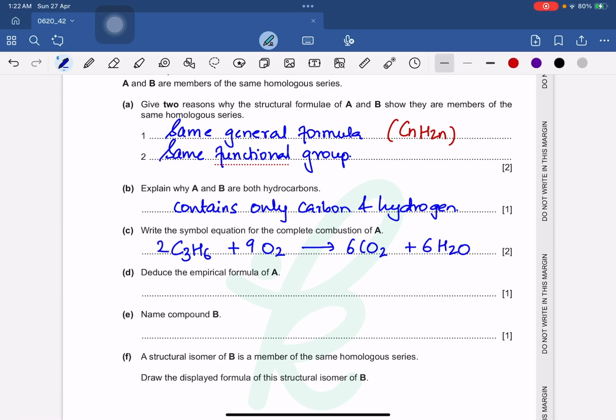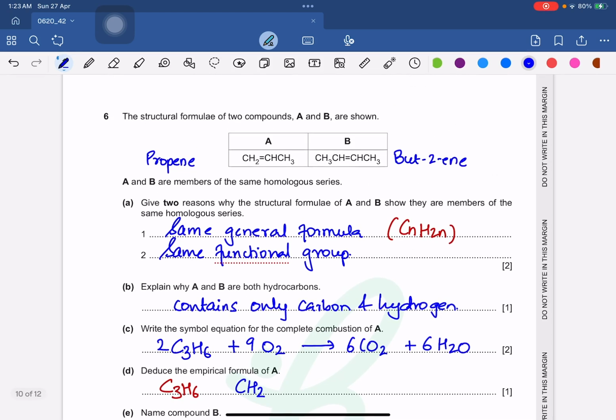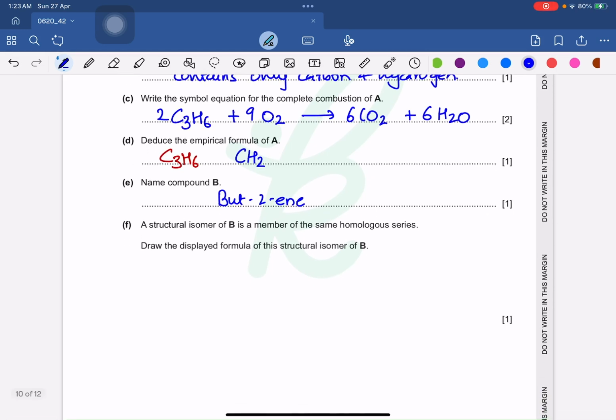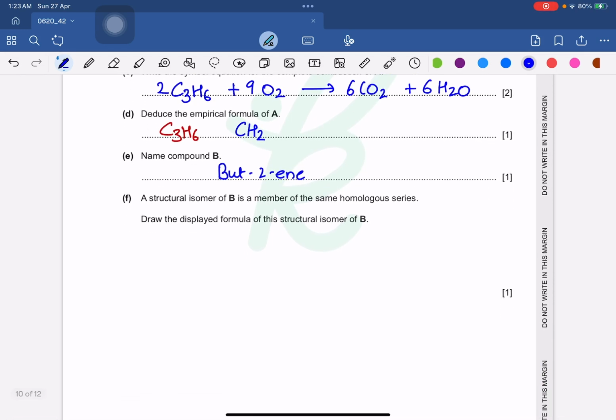Further, deduce the empirical formula of A. Now what is empirical formula? It is the simplest ratio of the atoms in a molecule. So the molecular formula of A is C3H6, for which the empirical formula, if I simplify, comes out to be CH2. Next question, name compound B. We have already named compound B above, which is but-2-ene. So the name of compound B will be but-2-ene.